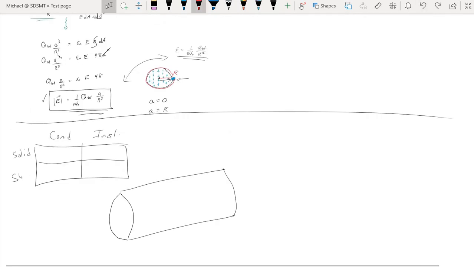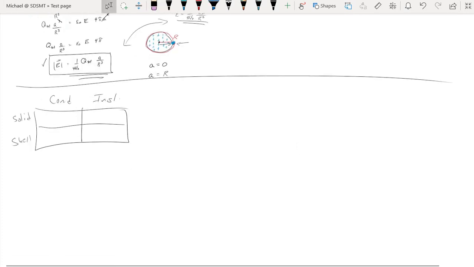Oops. I'm erasing things that I don't want to erase. We'll redraw the cylinder. I want to draw this in a more horizontal axes. So there's our cylinder.